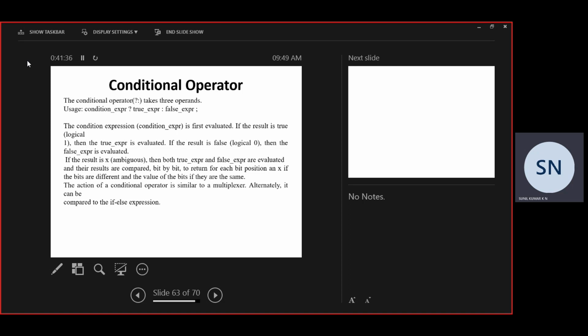assign Y equals S question mark A colon B, or B colon A.